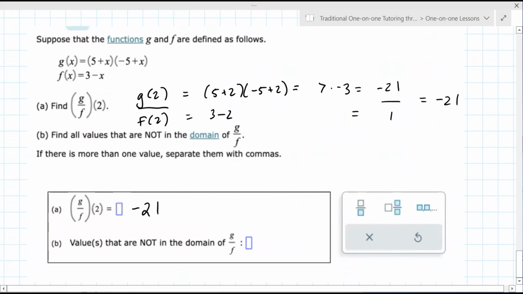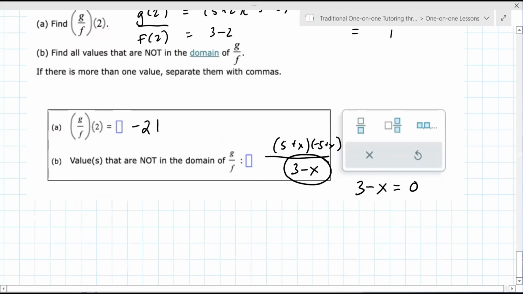So sometimes it works out nicely. For part B, it says to figure out where G over F. So your F is 3 minus X, like it's 5 plus X times minus 5 plus X over 3 minus X, but your attention is on the bottom, the denominator. Where does 3 minus X equal 0? When X equals 3. So that's the excluded value. And you'll maybe do interval notation later on in this.